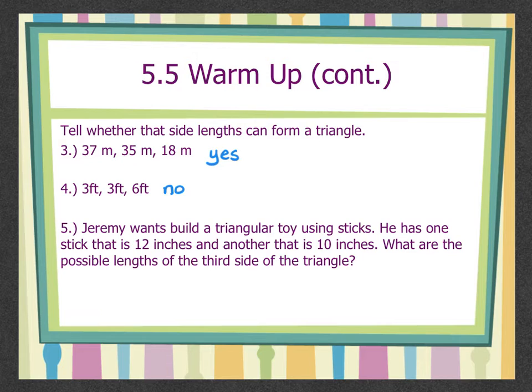No? All right, number 5 says Jeremy wants to build a triangular toy using sticks. He has one stick that's 12 inches and the other that's 10. What are the possible lengths of the third side of the triangle, Gio? Greater than 2, but less than 22. Good. Greater than the difference, which is 2, but less than the sum, which is 22.